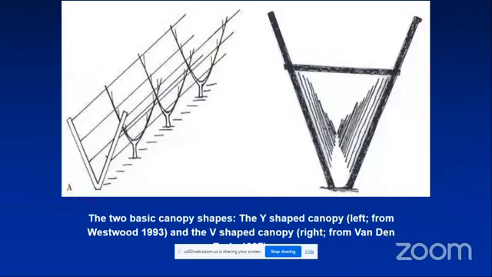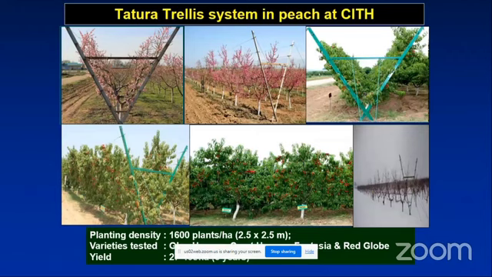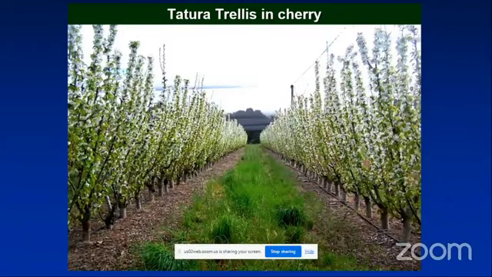are there. This is how we make this V shape in the field. This is a Tatura trellis system in the case of peach at CITH. You can see how profuse the flowering and light interception are. The foliage is in controllable condition. No dense plants are there. The flowering is very appropriate and the fruit set is very good. From the picture it is very much clear.